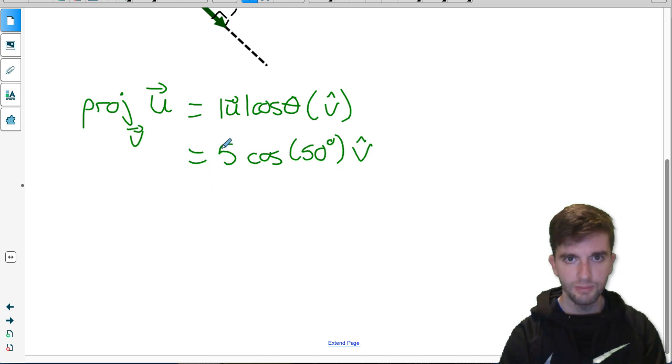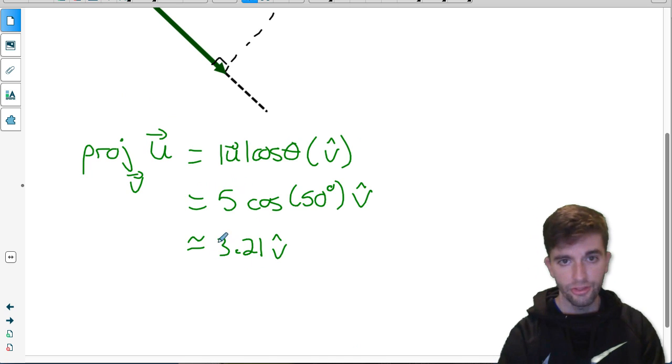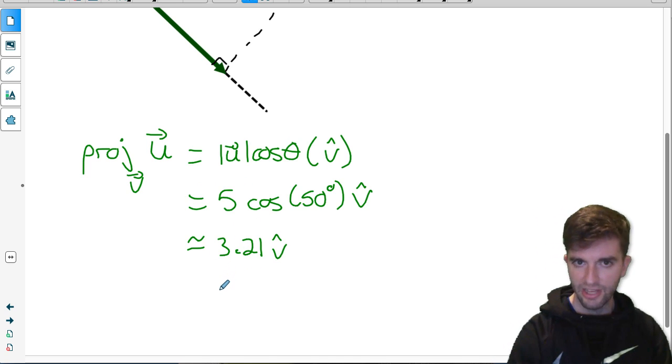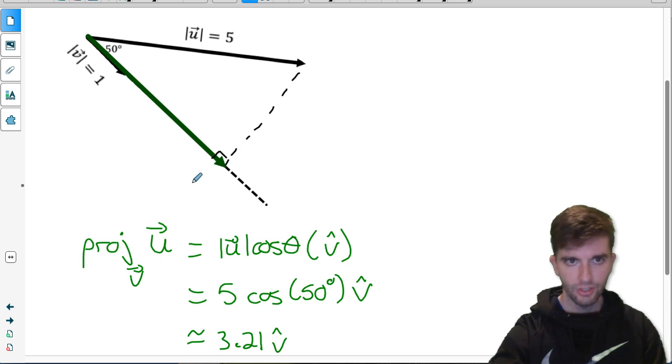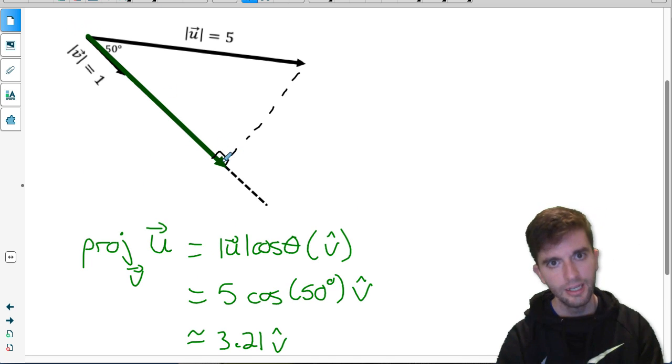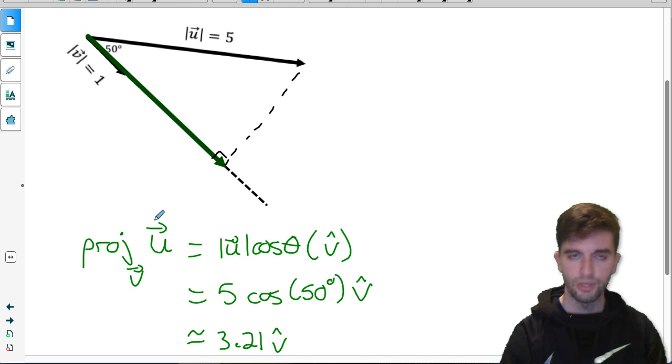And now I can get an approximate value for 5 cos 50. It's about 3.21. So since this is positive, I know it's going to be going in the exact same direction as V, and its length is 3.21. So I have a vector that's going in the exact same direction as vector V, and if I were to calculate its length, it was 3.21.